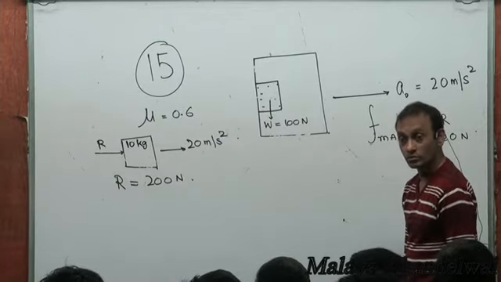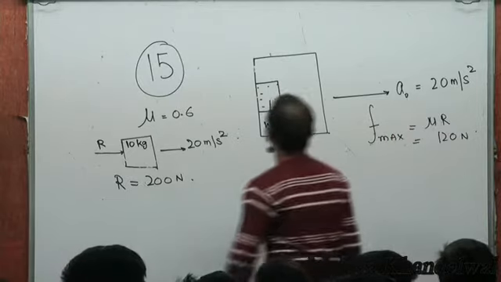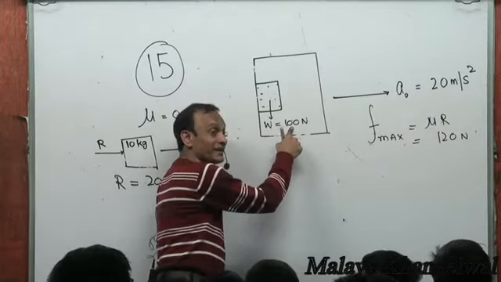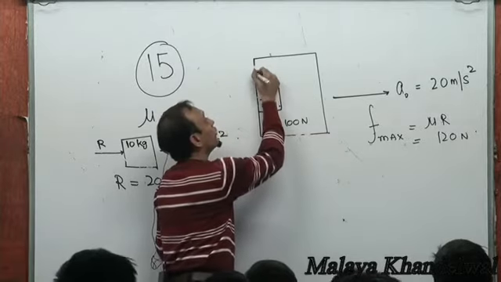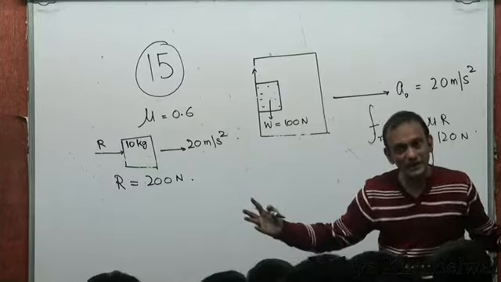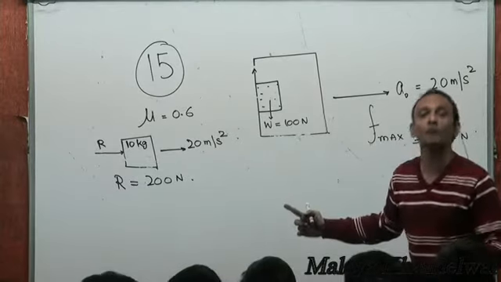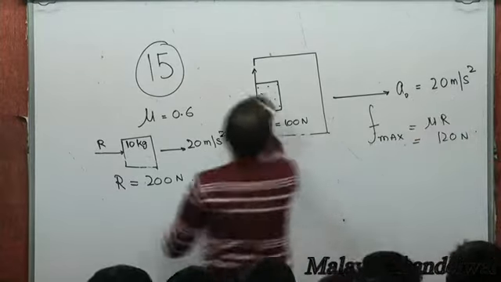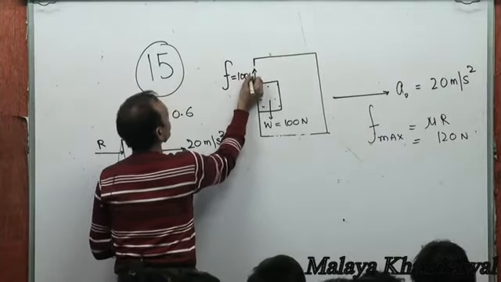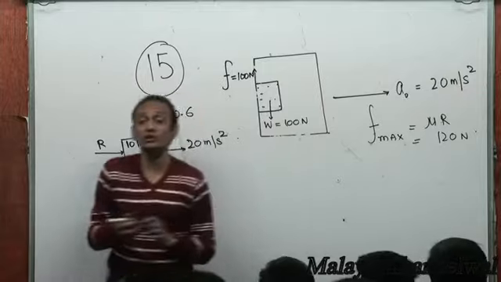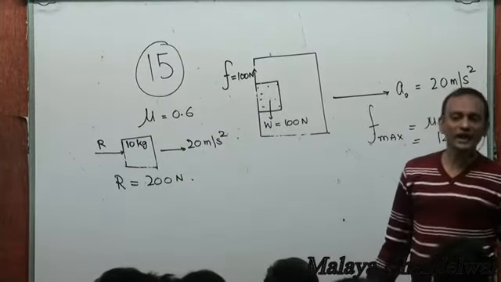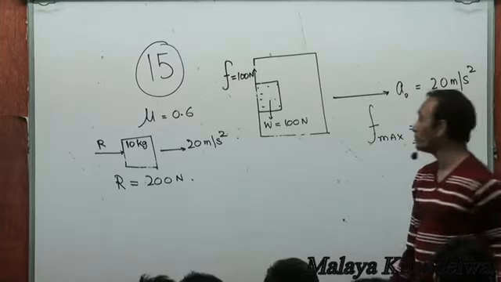So, it will not slip because it has to support 100 newtons and it can exert an upward force up to 120 newtons, but will it apply 120 newtons? How much will it apply? 100 newtons. So frictional force is 100 newtons. So there would be no relative motion between the block and the frame, right?